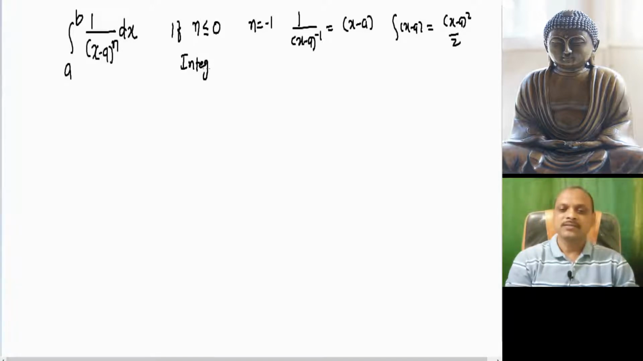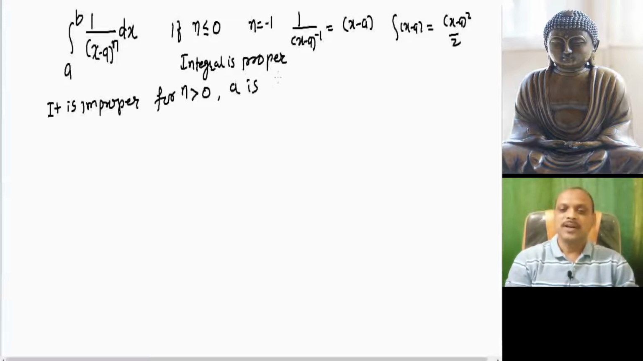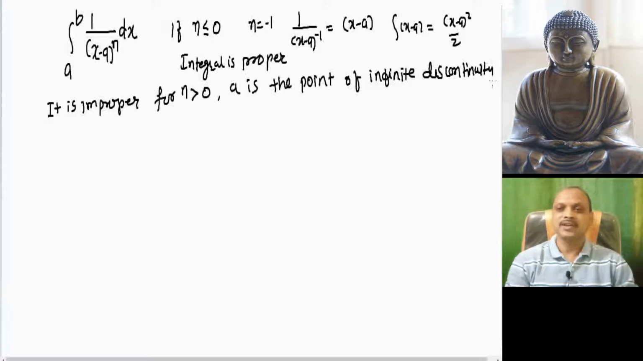Now, if we consider n greater than 0, we have this integral becoming an improper integral. It is improper for n greater than 0, and a is the point of infinite discontinuity.